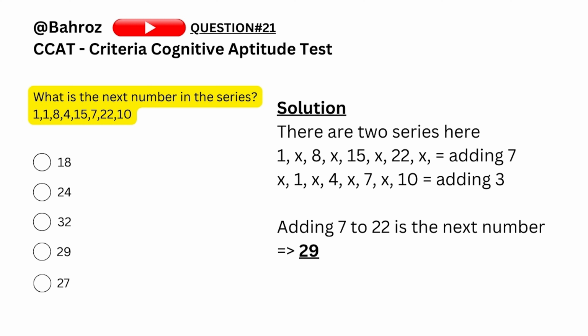Next question, what is the next number in the series? 1, 1, 8, 4, 15, 7, 22, 10. There are two series at work here. One is 1, then give a gap, 8, give a gap, 15, give a gap, 22. So 7 is being added. And the other one is give a gap, 1, give a gap, 4, 7. So 1, 4, 7, 10, 3 is being added. So what we need to do is add 7 to 22 to get the next number. So 22 plus 7 is 29. So we get to 29.